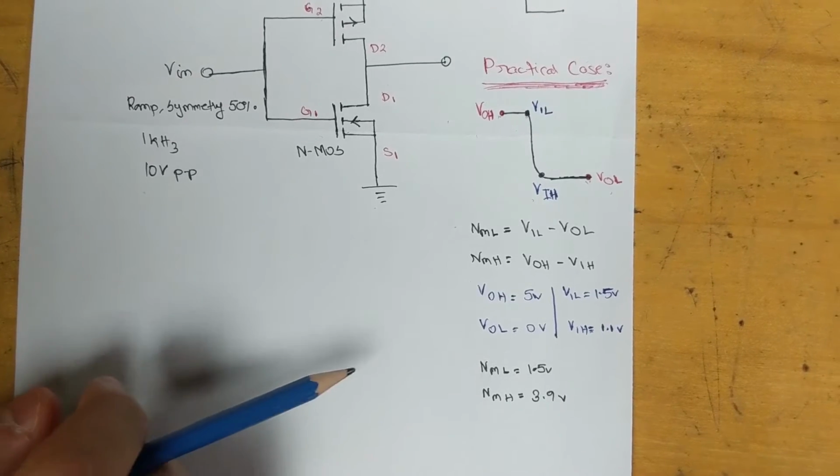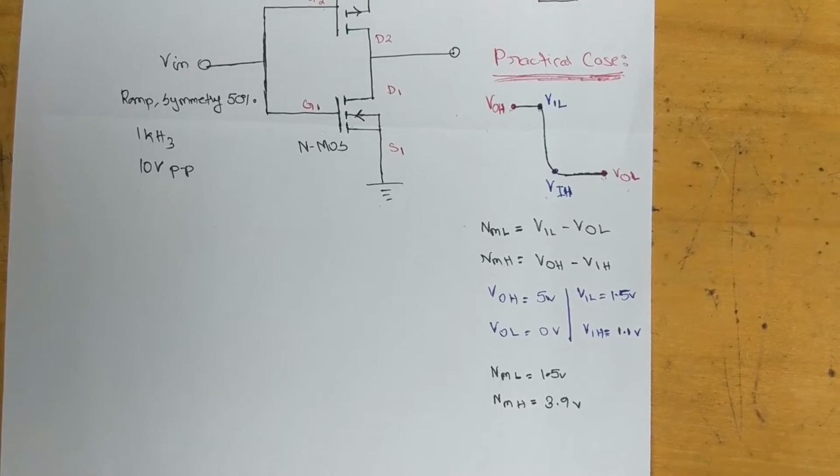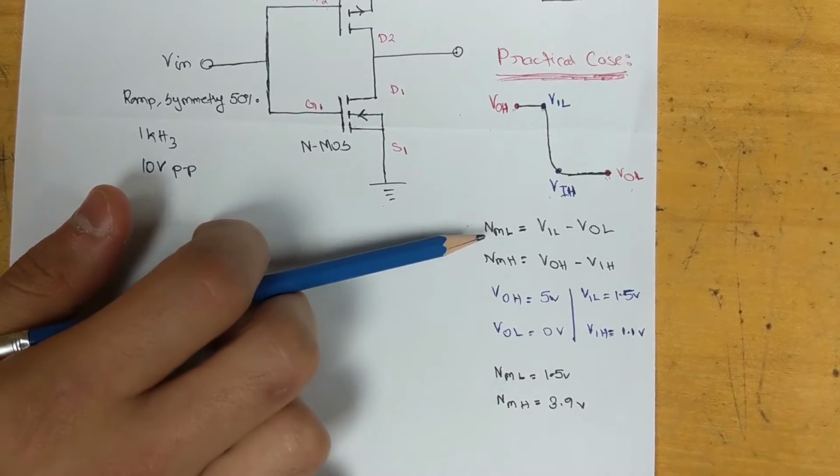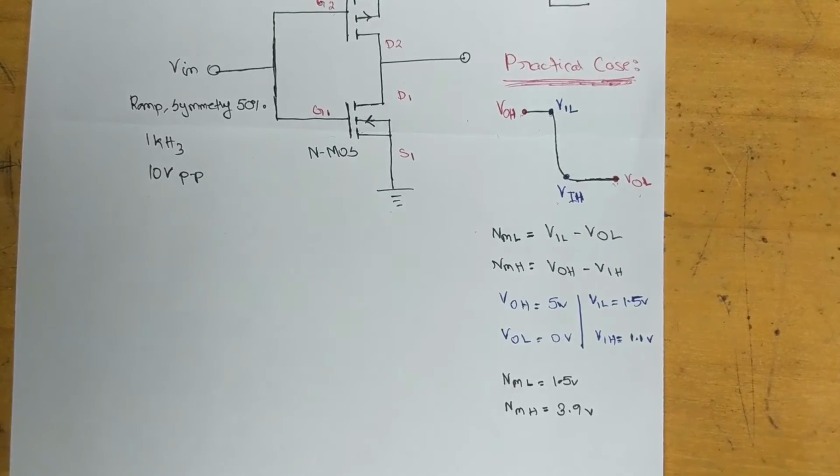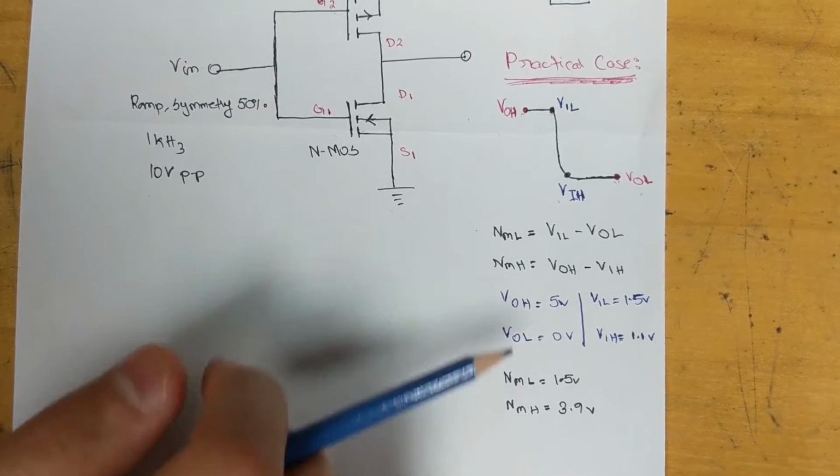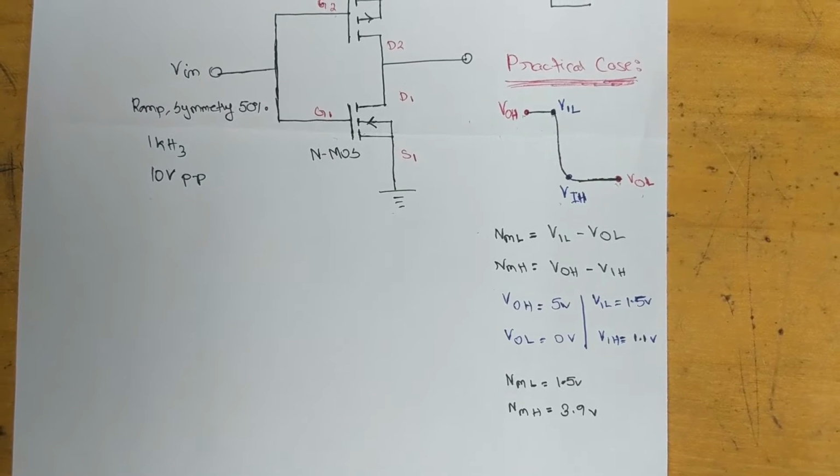Using these 4 measured voltages, we can calculate the 2 noise margins. For the noise margin of low, we can calculate it to be of 1.5 volt, and for the noise margin high, we can calculate it to be of 3.9 volts.